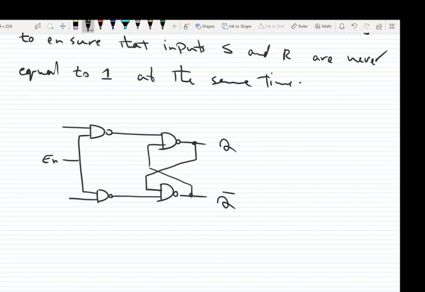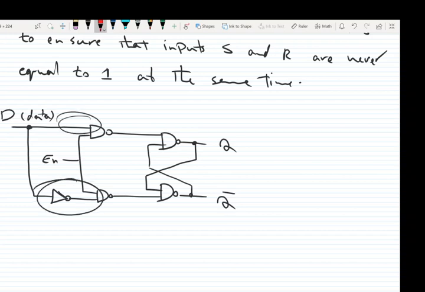So here, instead of having two inputs called S and R, we will have a single input called D, and the input D is connected to this circuit in this form. D is an abbreviation for data. So here is the way we build gated D latch. If you look at this circuit, we see that the inputs are always complements of each other.